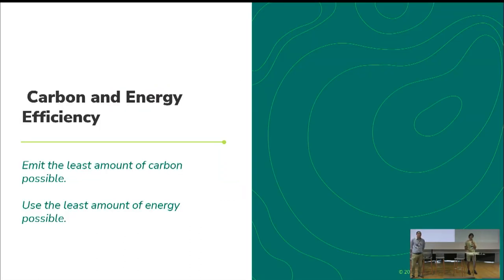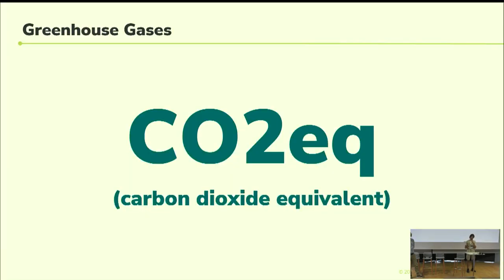So carbon and energy efficiency, both of them are very closely linked to each other. The first one is we want to emit the least amount of carbon possible, and that directly links to using the least amount of energy possible. And hopefully everyone knows why, but just in case, we'll briefly explain why.